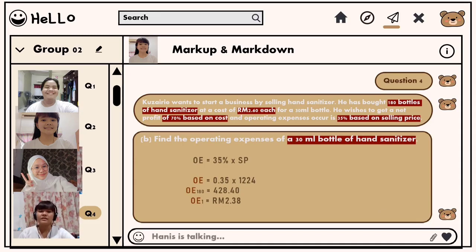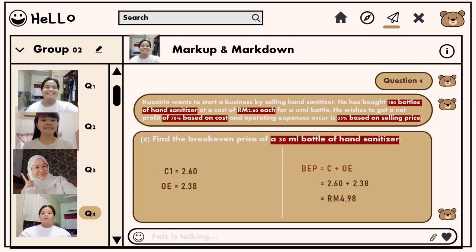B. Find the operating expenses of a 30 ml bottle of hand sanitizer. So we take our information. OE equals 35% times SP. OE equals 0.35 times 1224. OE for 180 equals RM428.40. OE for one equals RM2.38.